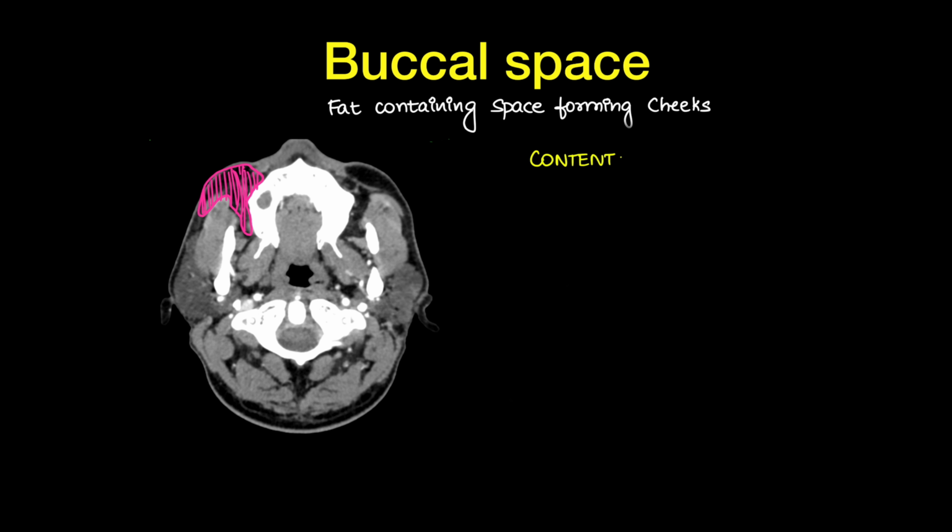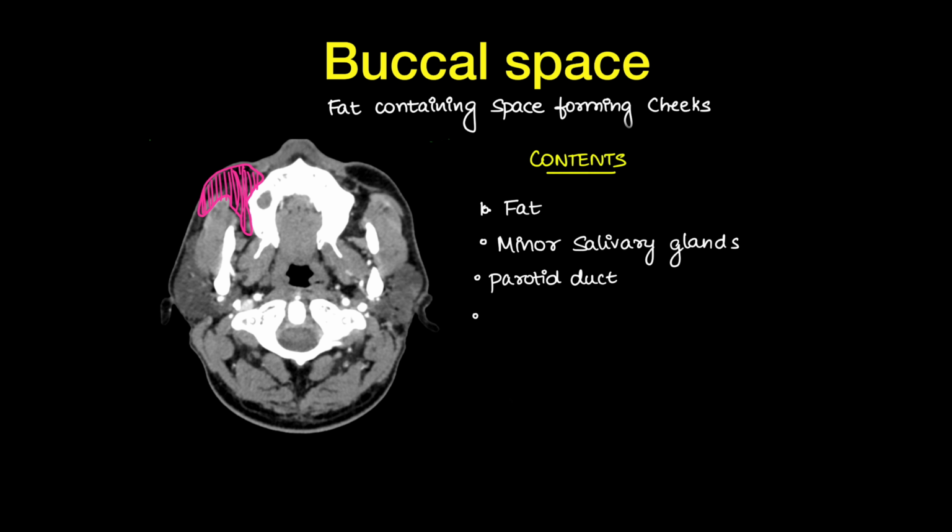So the contents of the space are, as I told, fat, some minor salivary gland within the cheek is included in this space, parotid duct passes through the space, and lymph nodes and buccal branches of nerves like facial nerve are seen in this space.